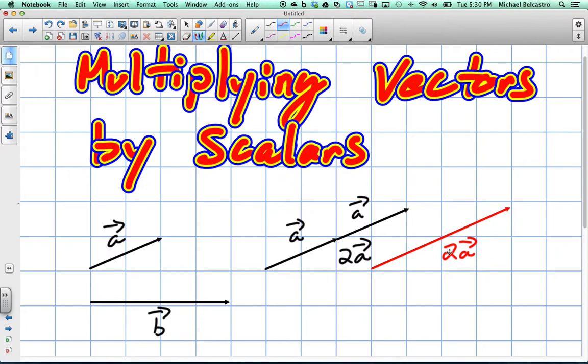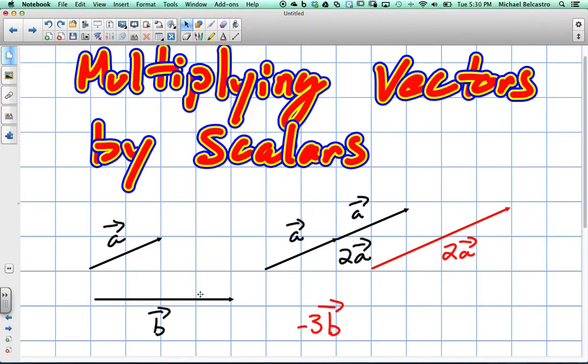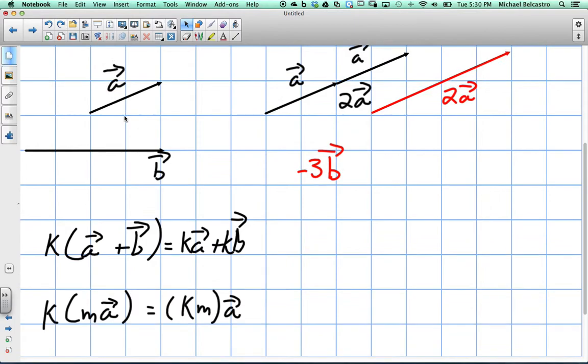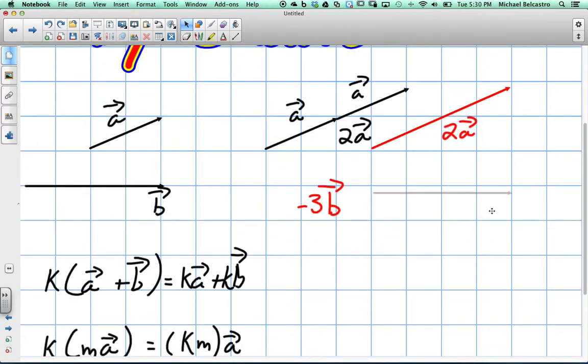If we were to multiply by a negative scalar, say I decided I would like to see -3 vector B. Well, here we have our vector B. And because I can't just flip these around, I'll move it over a little. I'm going to take 3 of these, and hopefully they fit on the page. So 1, 2, as best as I can, and 3.